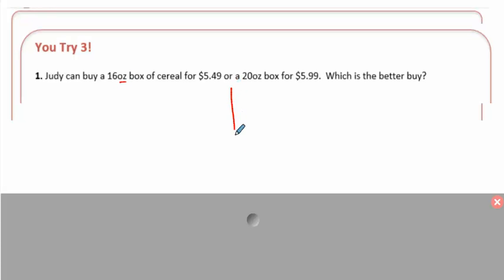Okay, so I have to go through both boxes. Most of the time when we're dealing with consumer and price like this, money is always going to go on top, because in this case, I want to know per ounce. So ounce needs to go on bottom. So $5.49 for 16 ounces, but I want to know how much one costs. And then over here, it's $5.99 for 20 ounces, but I want to know how much it is for 1 ounce. So finish this up and come back when you know how much it's going to cost per ounce, and then which one is the cheaper or the best buy.